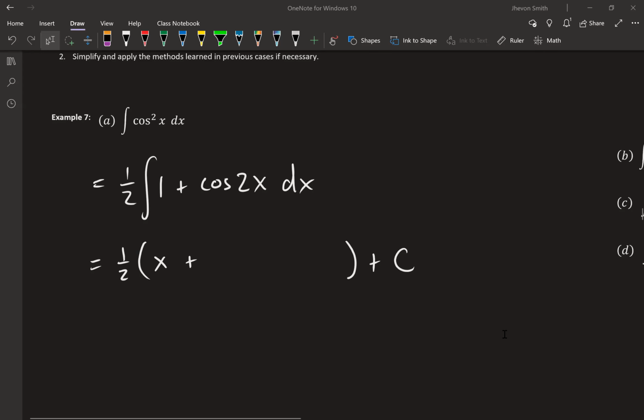How would you integrate cosine of 2x? It's sine 2x over 2. Yeah, how did you get that?